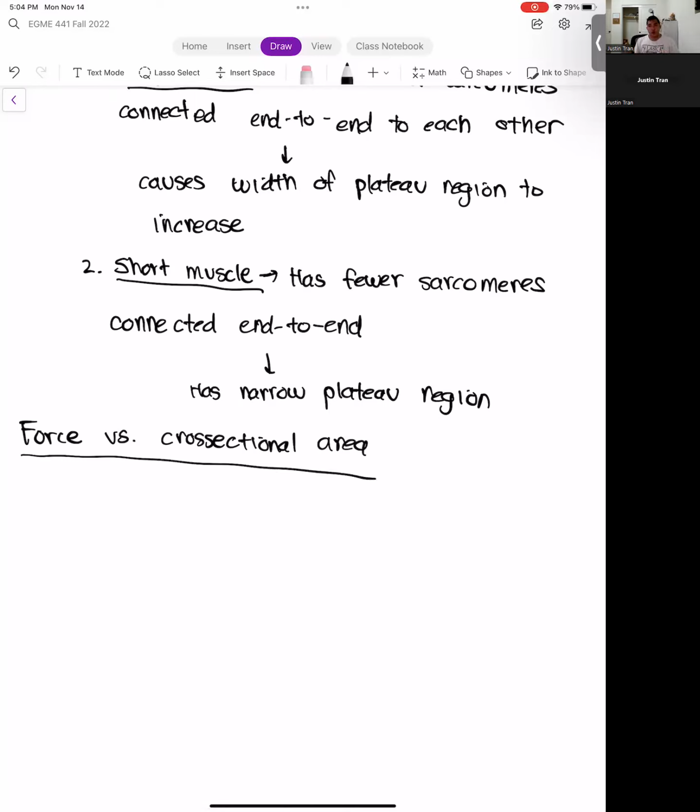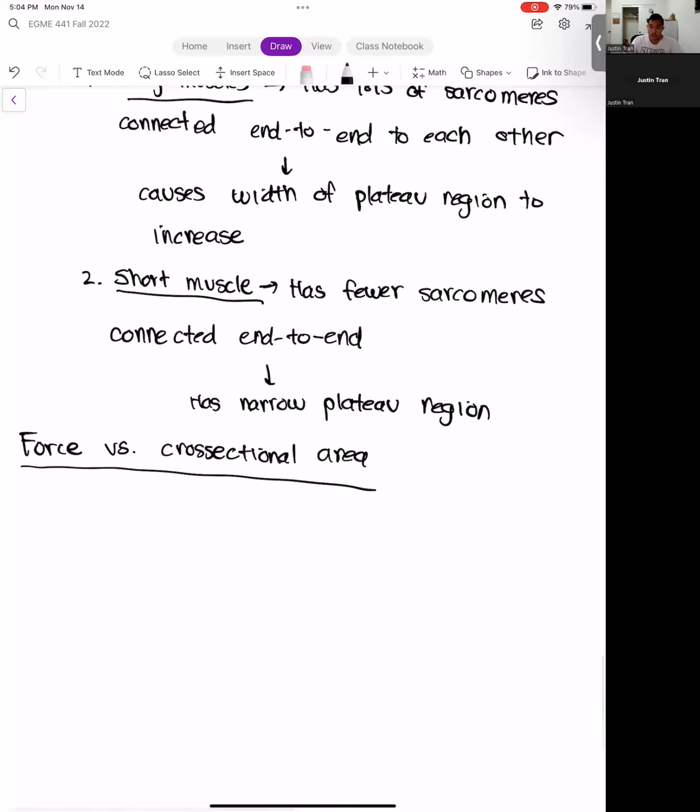In general, muscles that are wider than others have more sarcomeres packed together in parallel. The difference here is important, because when we talked about length, we talked about sarcomeres end to end, forming a chain. But when we talk about sarcomeres in parallel, they're all sitting next to each other, like a parallel circuit.